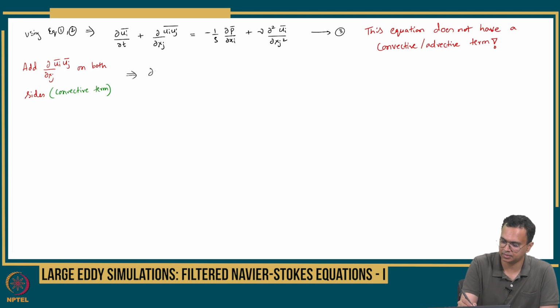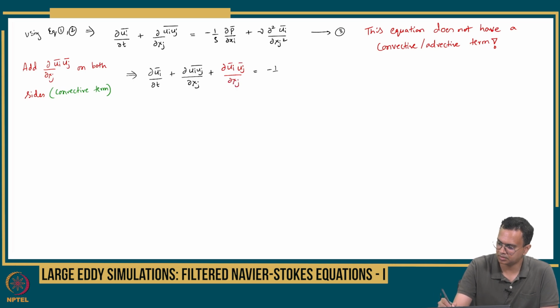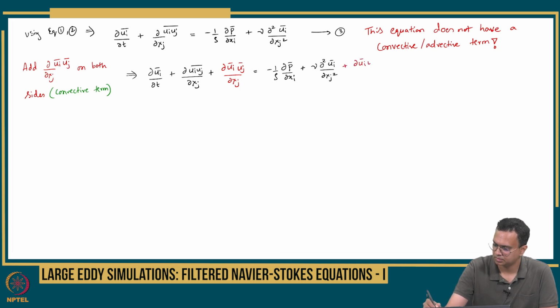If I do this, I get dou ui bar by dou t plus dou ui uj over bar by dou xj plus this particular term equal to minus 1 by rho dou p bar by dou xi plus nu dou square ui bar by dou xj square plus I am adding the convective term.